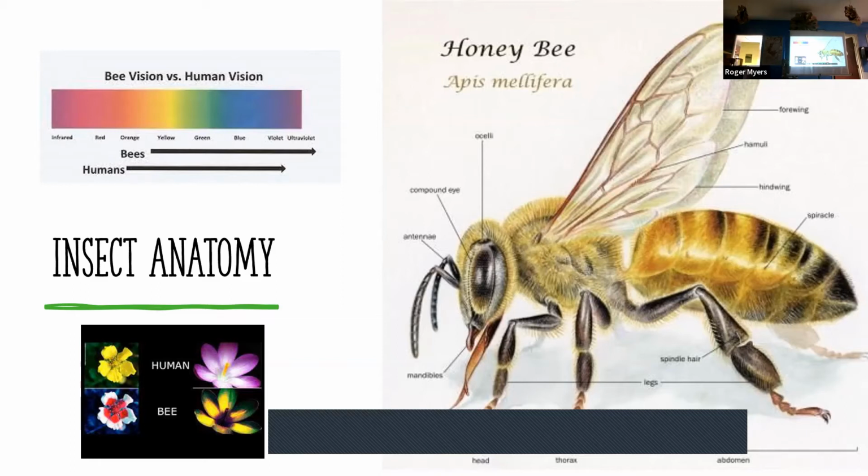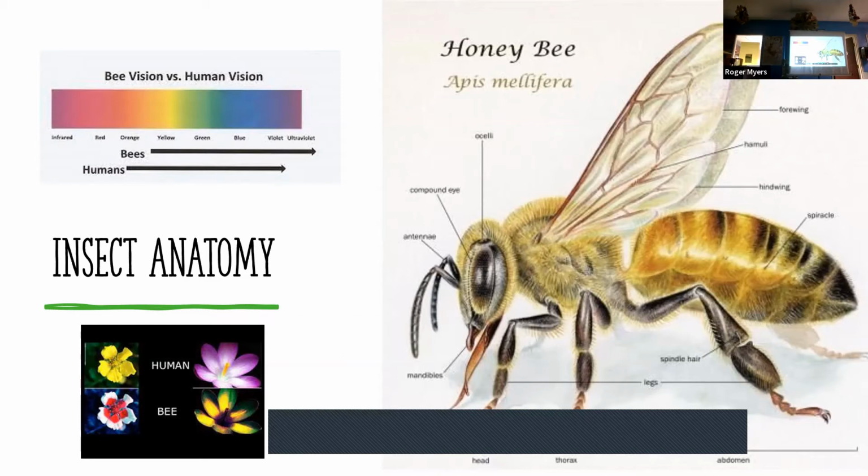And then finally on the head, you have a proboscis. This is the honeybee's tongue. It's like a straw, and it's helpful to suck up nectar. On the thorax, you see where the wings attach. Bees have two pairs of wings. They have forewings and hind wings.